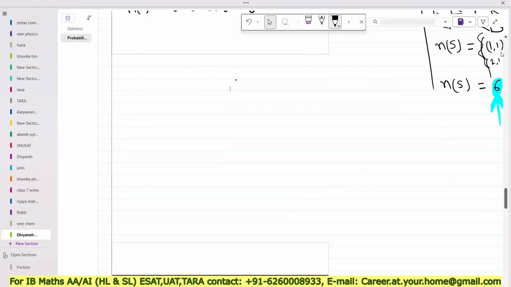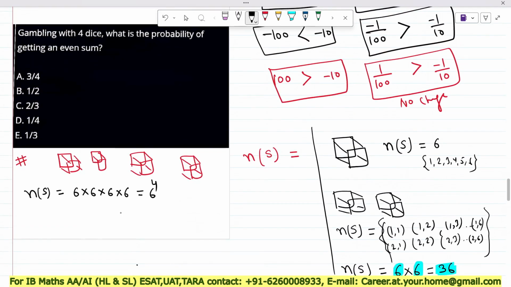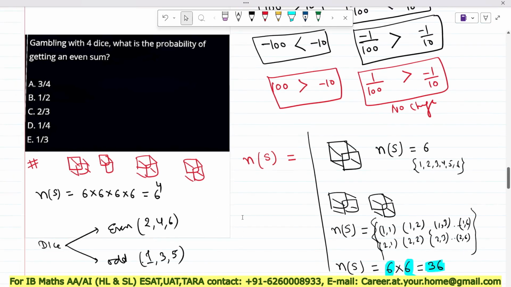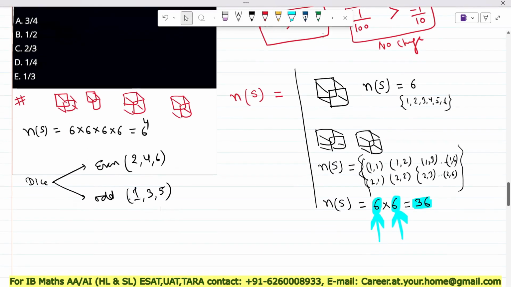So now we have to find the number of favorable events. For that, let's see. In one dice, we have some even numbers and some odd numbers. Even numbers are 2, 4, and 6. Odd numbers are 1, 3, and 5. The sum of four numbers should be even. So please find the possibilities to get an even sum. The first possibility is even and even, the sum will be even.